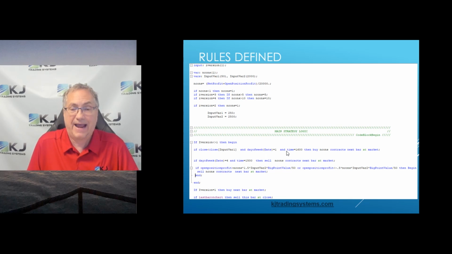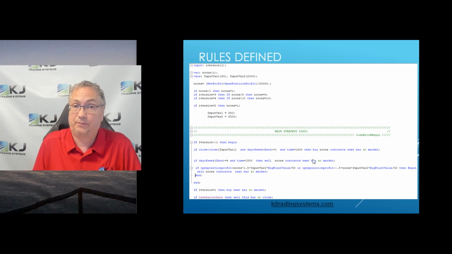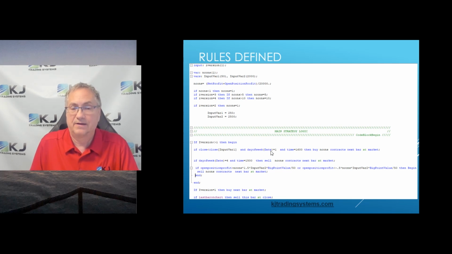And if it's a Monday, at the last bar of the day, then buy the first bar on the Tuesday session, which starts at 6 p.m. Eastern time for the ES. So as long as that momentum's down, on Mondays it's going to buy, and then on Thursdays, near the end of the day, it's going to sell. So it's not at the end of the day, it's at 1500.